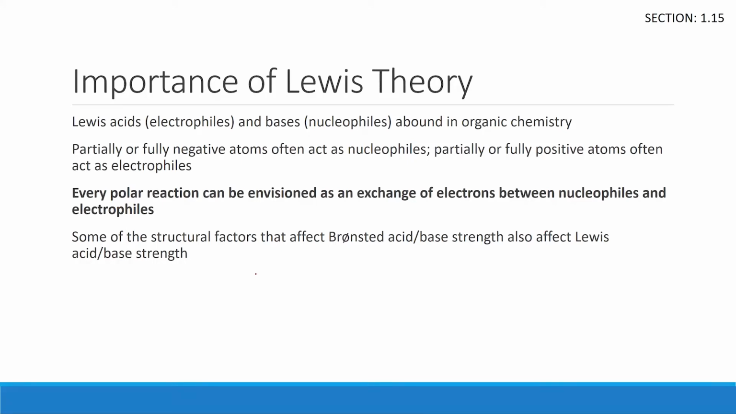Now, again, the importance of this Lewis theory is very key to organic chemistry. We're going to be talking a lot about electrophiles and nucleophiles, which again is just the same word for the Lewis acids and the Lewis bases. Partially or fully negative atoms often are going to act as our nucleophiles. They're the ones that donate the electrons. They're the ones that have negative charge. They have electrons to give. And partially or fully positive atoms are going to act as the electrophiles, the ones accepting the electrons, the acids. They want to take electrons because they're positive.